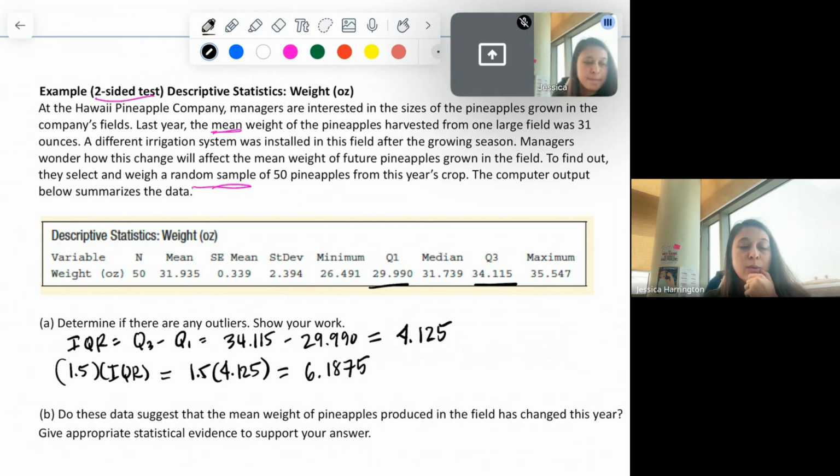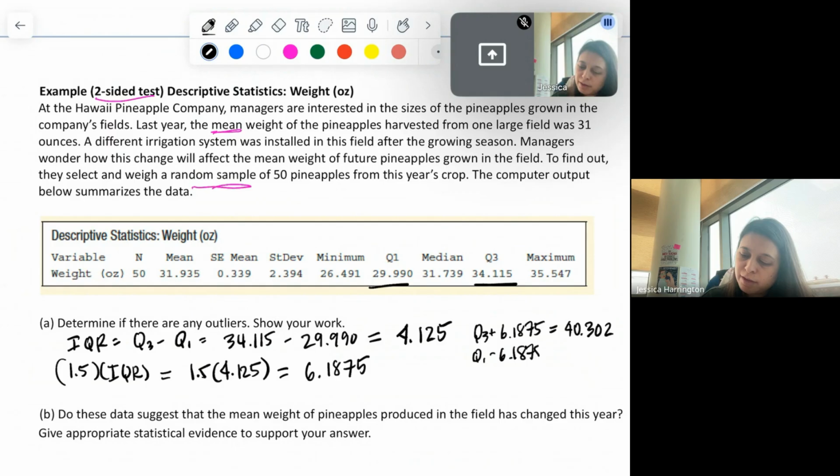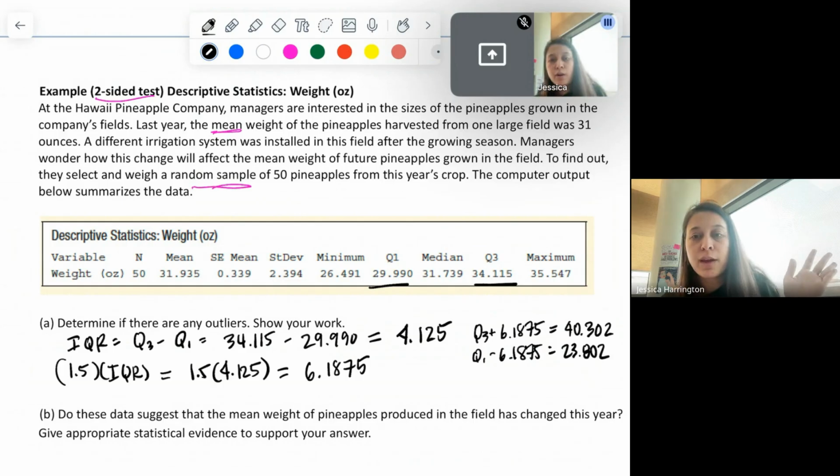6.1875, right? And then remember, you have to add that to Q3 and take it away from Q1 to find your outlier band. So I'm just going to do that over here. When you do Q3 plus 6.1875, you get 40.302. And then when you do Q1 minus 6.1875, you get 23.802. So if we have any points that are less than 23.802 or more than 40.302, they are outliers.